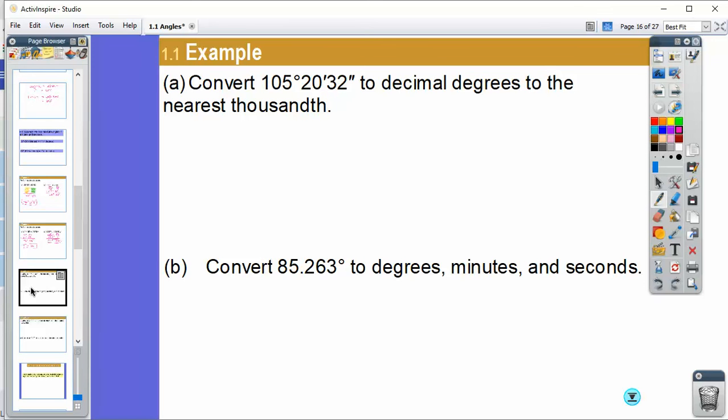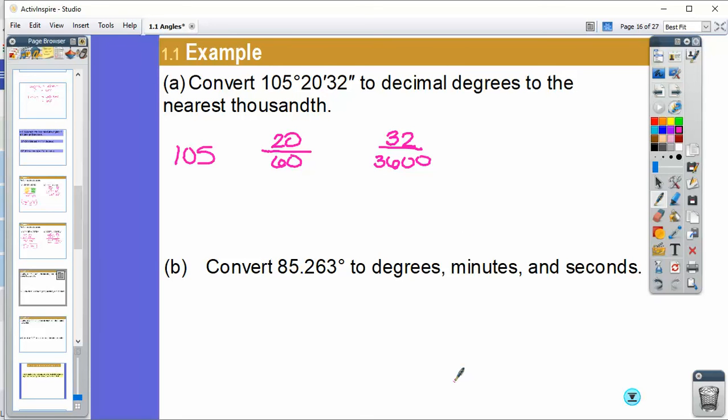So you're not going to change the degree part. To change the minute part, there are 20 minutes. How many minutes are in an hour? 60. So this is like 20 out of the 60 in an hour. So we still have our 105 degrees. We have 20 out of 60 minutes. Now your seconds. 32 out of how many seconds are in 1 hour? 3,600. 60 seconds in 1 minute, so 60 times 60.